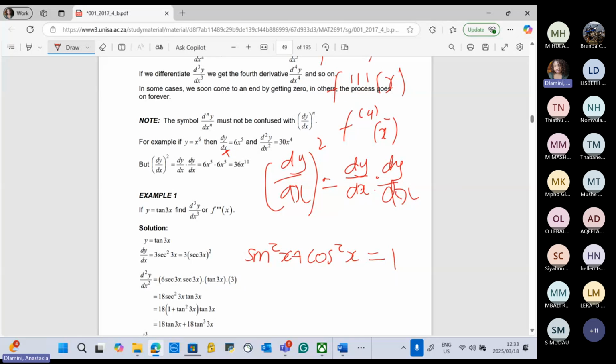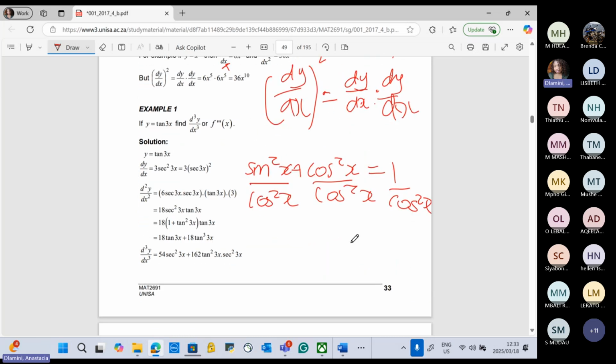For me to get tan, do I have to divide both sides by cos or both sides by sine? Both sides by cos. Yes, divide by cos squared x. Don't cram your identities. You know this will be what? Tan squared x. Cos squared x divided by cos squared x is 1. And then this is what? This is sec squared x.